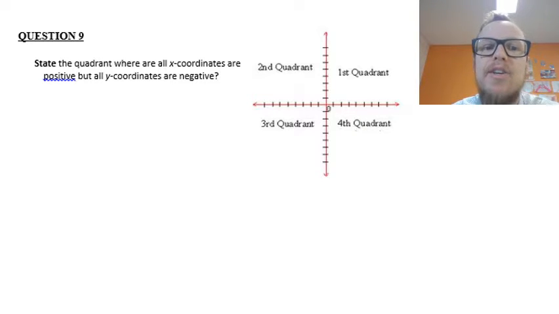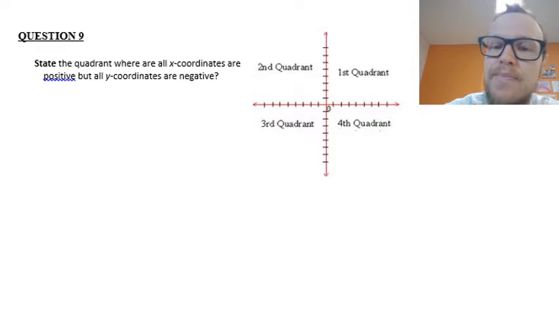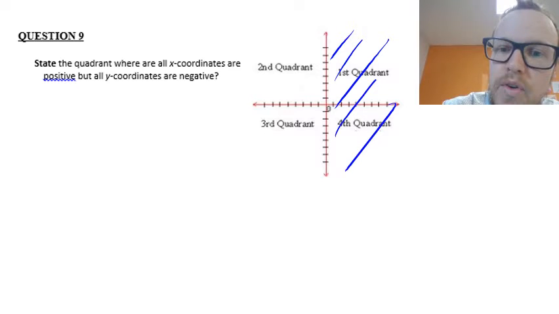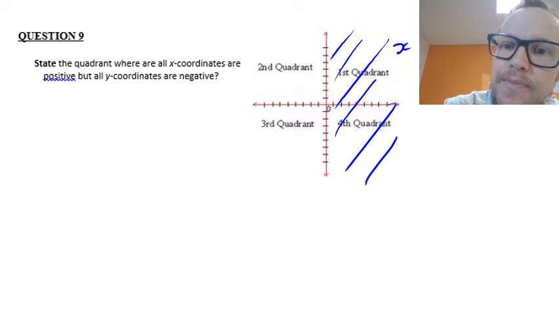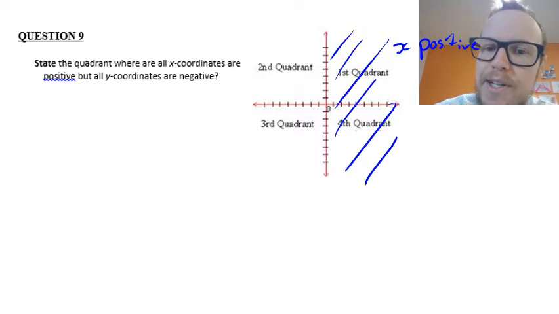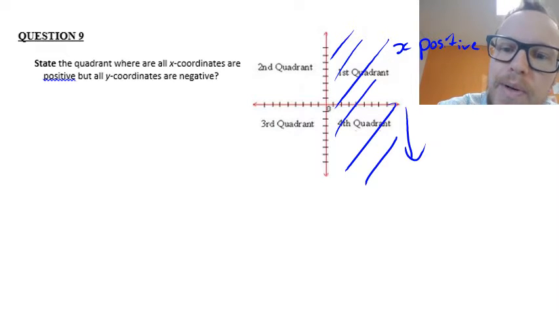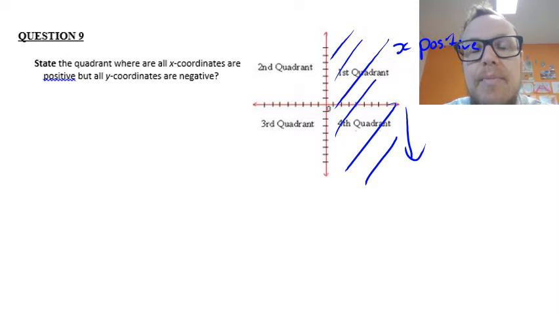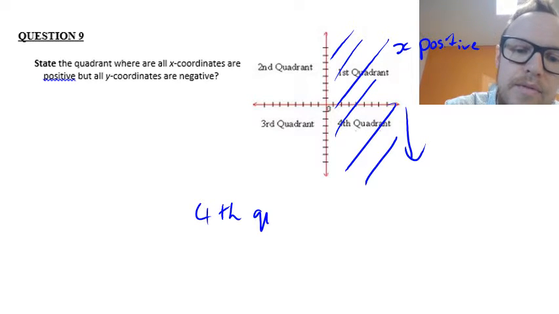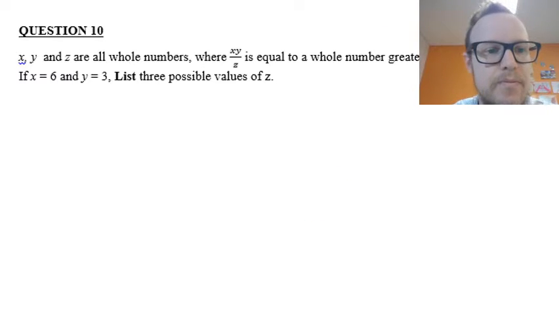We're asked to state the quadrant where all x coordinates are positive but all y coordinates are negative. So x coordinates are positive over here. So x is positive on this side of the Cartesian plane, and y coordinates are negative below the x-axis. So that means the fourth quadrant is the answer to that question.